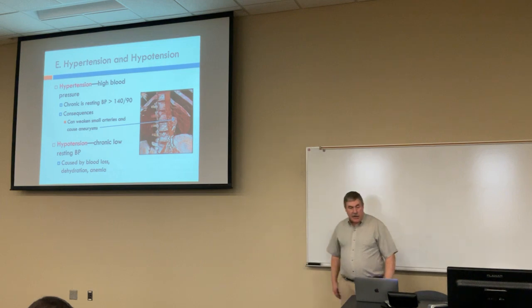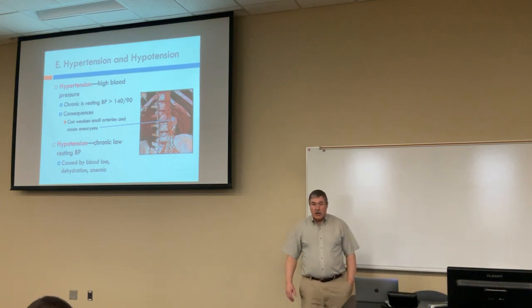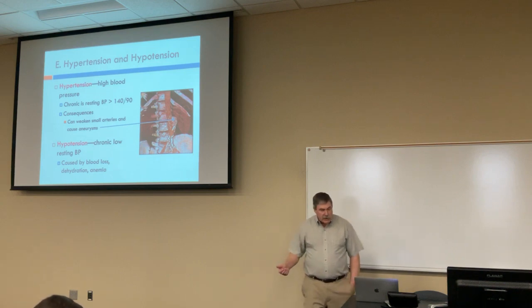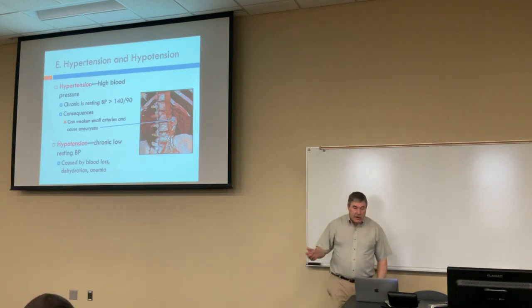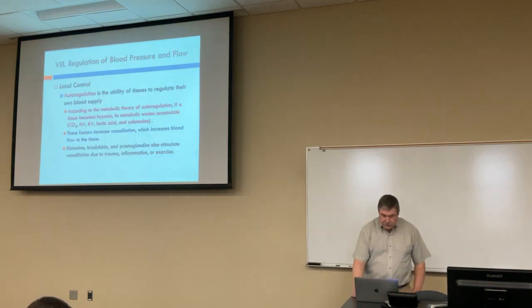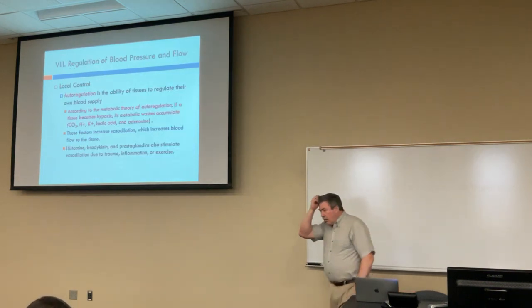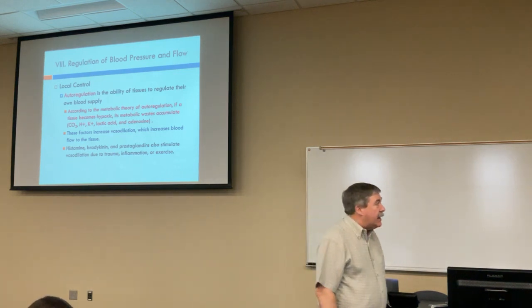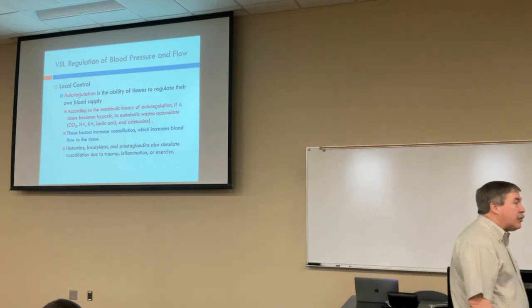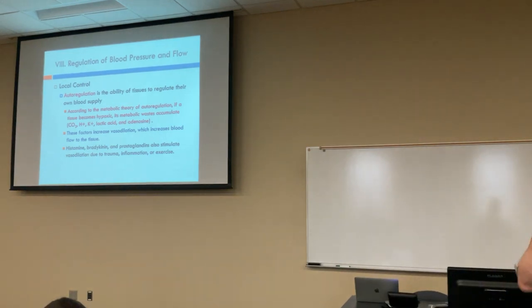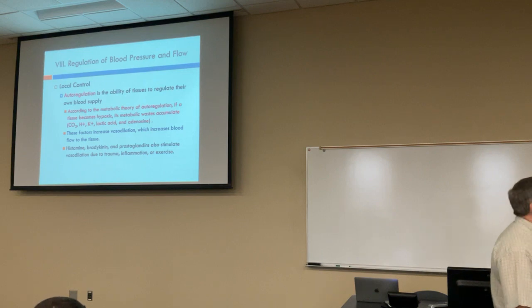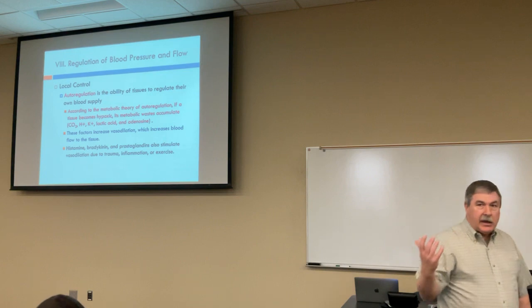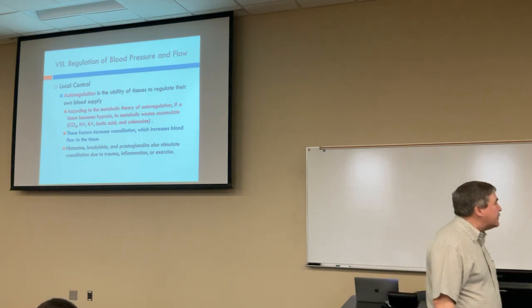The opposite of hypertension is hypotension. That's chronically low resting blood pressure. That can be caused by blood loss, dehydration, or by anemia. All right, now there are a variety of mechanisms that help to regulate blood pressure so that it neither gets too high or too low. So these are homeostatic mechanisms, and they all work by negative feedback, just like most other homeostatic mechanisms.